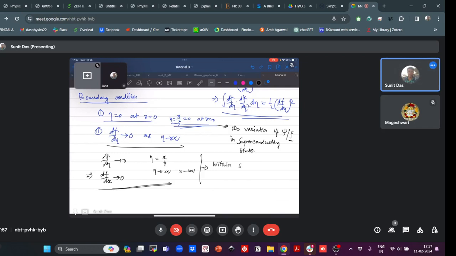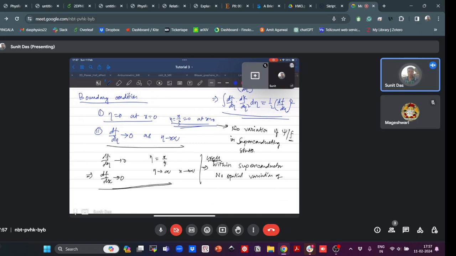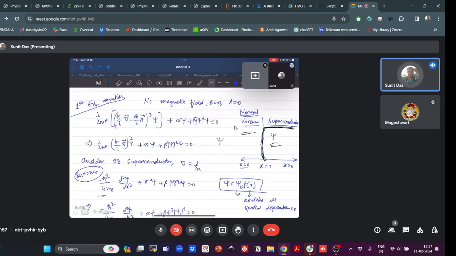well within the superconductor, there is no spatial variation of the superconducting order parameter psi, right? That means the second boundary condition says that whenever I am well within the superconductor, there is no variation, it is like a constant, right?